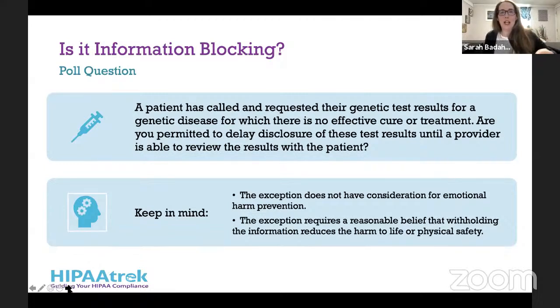But this is a patient has called and requested their genetic test results for a genetic disease for which there is no effective cure or treatment. Are you permitted to delay the disclosure of these test results until a provider is able to review the results with the patient? Keep in mind that this exception does not have a consideration for emotional harm prevention. And it also requires that you have a reasonable belief that withholding the information reduces the harm to life or physical safety. So this one's a puzzler.